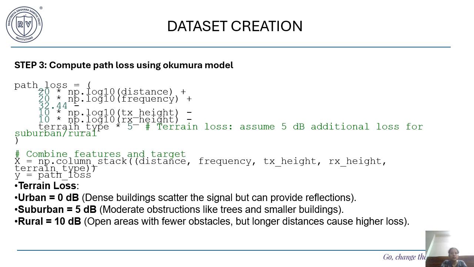For the terrain loss, we consider that urban areas have 0 decibel loss since dense buildings scatter the signals but can provide reflections. Suburban areas have 5 decibels of loss, considering moderate obstructions like trees and smaller buildings. And rural areas have 10 decibels of loss. Open areas with fewer obstacles but longer distances can cause higher deviation.